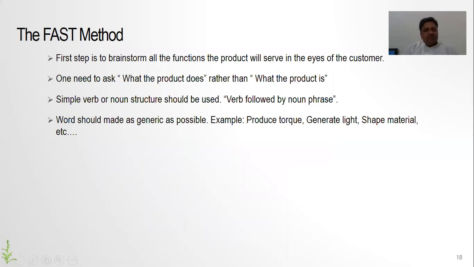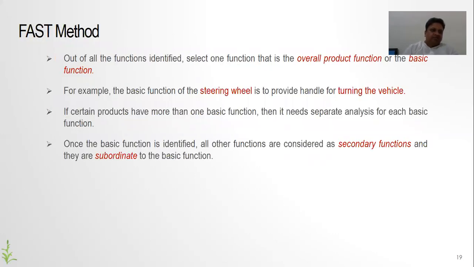In the FAST method, the first step is to brainstorm all the functions that the product will serve in the eyes of the customer. One needs to ask what the product does rather than what the product is. A simple verb or noun structure should be used; a verb followed by a noun phrase is better. Words should be made as generic as possible. For example: produce torque, generate light, shape material.